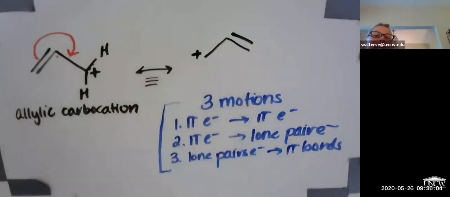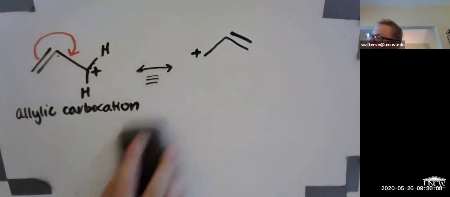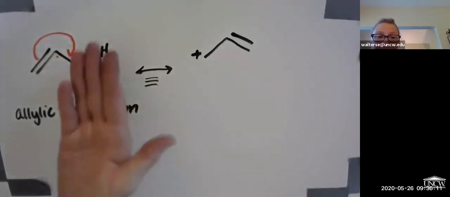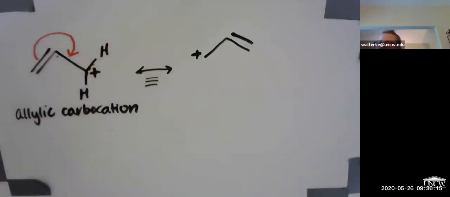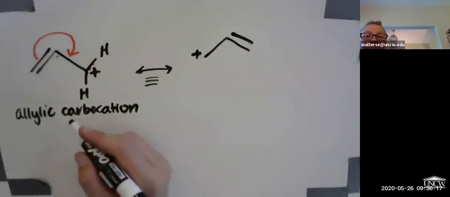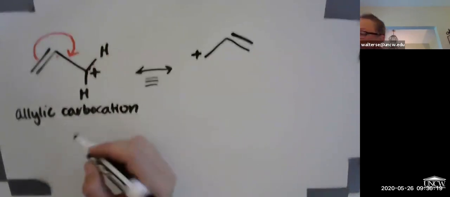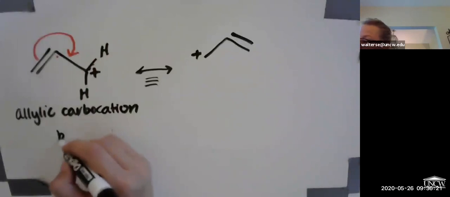Now you might be wondering, how do I know that I didn't just take this molecule with a spatula and flip it over? The reason I know that is by bond vibrations.